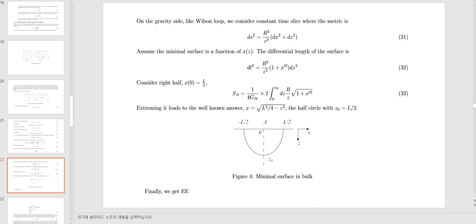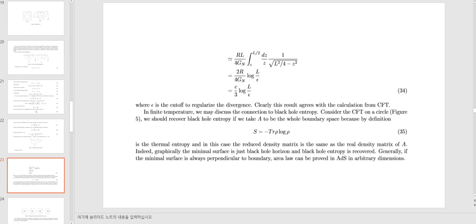Finally, we get the entanglement entropy as this, where upsilon is the cutoff to regularize the divergence. Clearly, this result agrees with the calculation from CFT.